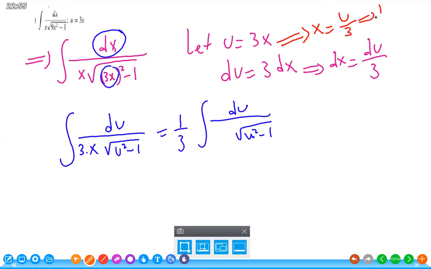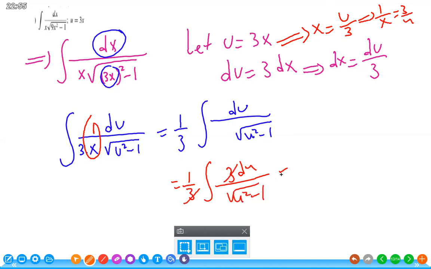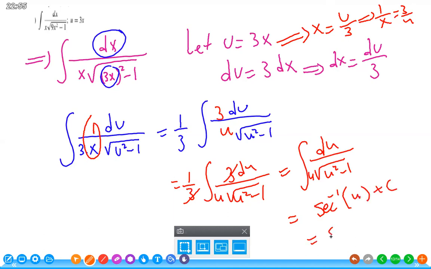If we take the reciprocal, 1 over x is 3 over u. So we can substitute 1 over x by 3 over u. 1 over 3, 3 du over u squared minus 1. Cancel, cancel. We get du over radical u squared minus 1. Now this represents formula number 3, secant inverse. The square root of 1 is 1, so it is secant inverse of u plus c, which represents secant inverse of 3x plus c.